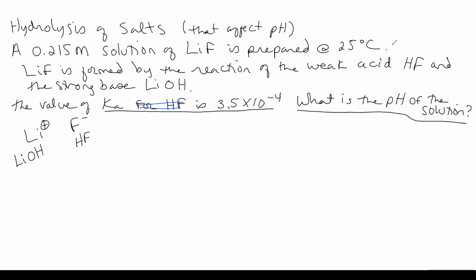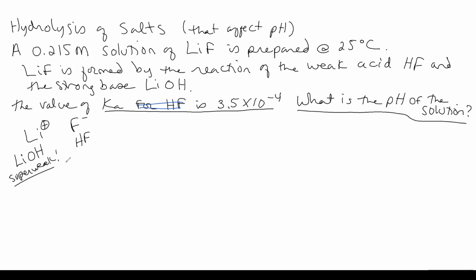Now that we know what our salt is, and we know the two components, we know that lithium is the conjugate acid of a strong base. And remember the conjugate seesaw: the stronger the base, the weaker the conjugate acid. So this guy is super weak, which means he's not going to affect the pH of water. It's the reason why you don't think of lithium cation affecting the pH. You don't think of sodium cation affecting the pH.